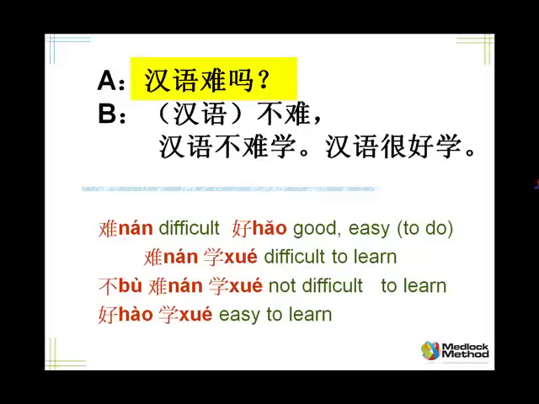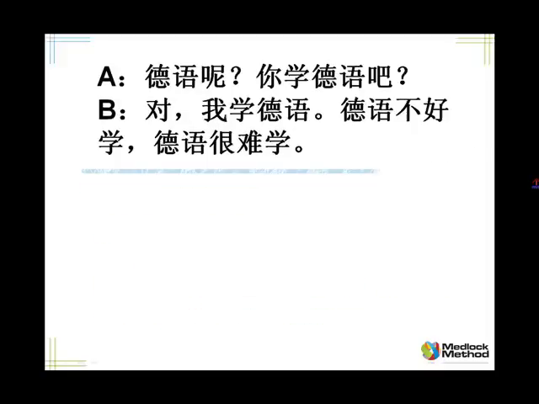汉语难吗? 不难。汉语不难学。汉语很好学。 汉语难吗？ 不难。汉语不难学。汉语很好学。Good. Next slide. Listen, please.